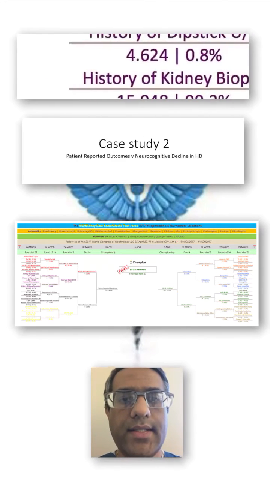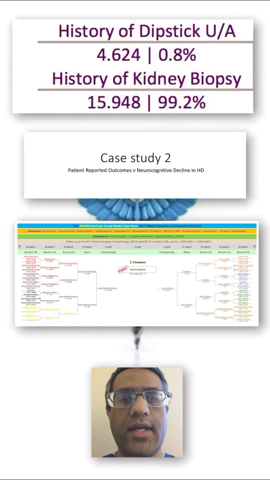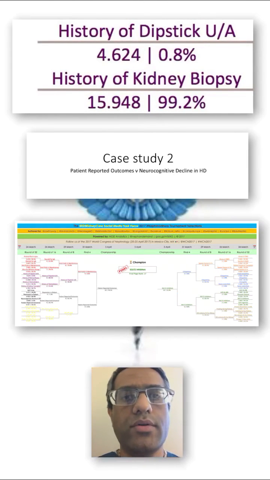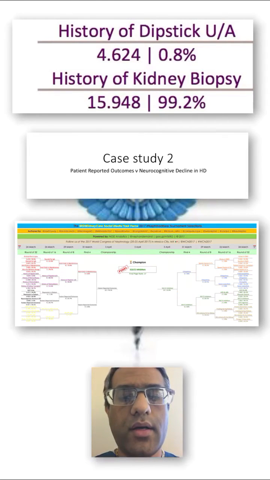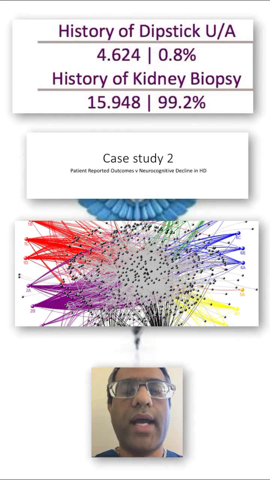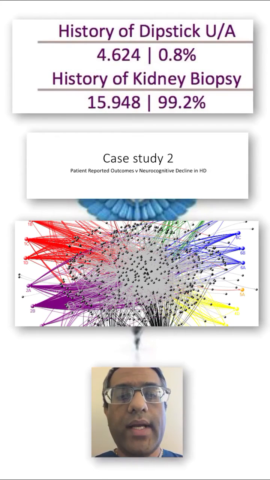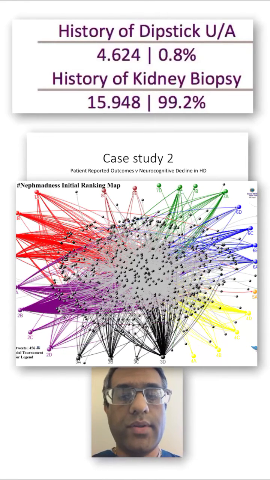So let's take a look at case study number 1 and see who the players are. History of dipstick UA versus the history of kidney biopsy. And you'll see two numbers at the bottom of each topic, a decimal number on the left and a percentage on the right. Let's talk briefly about the decimal number because we're not going to delve into how we develop that. That number is the PageRank, and it basically ranks how important or influential that particular topic was in a social media campaign. Specifically, the campaign we're focused on is #NeffMadness.